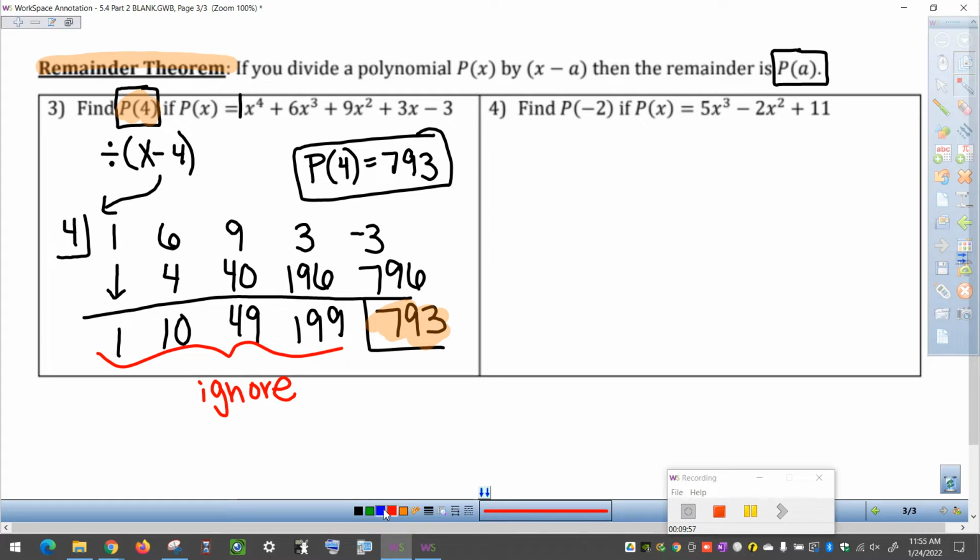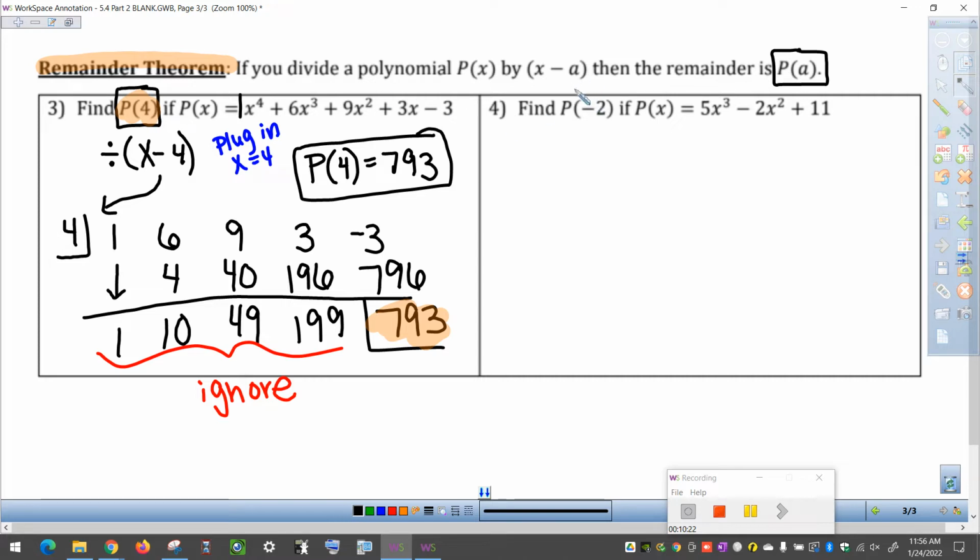Now, a way to check this is to go into your calculator. If you wanted to find P of 4, you could plug in 4 for every x value that you see, and you should get the same answer of 793. However, the synthetic division process, I think it's super quick, it's even easier than the amount of time that it would take you to type all of that into your calculator. So it is a shortcut way to get the value of P of 4.